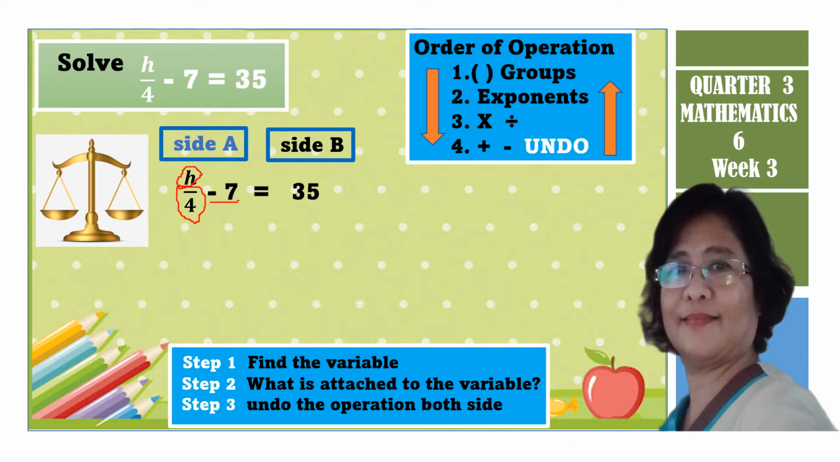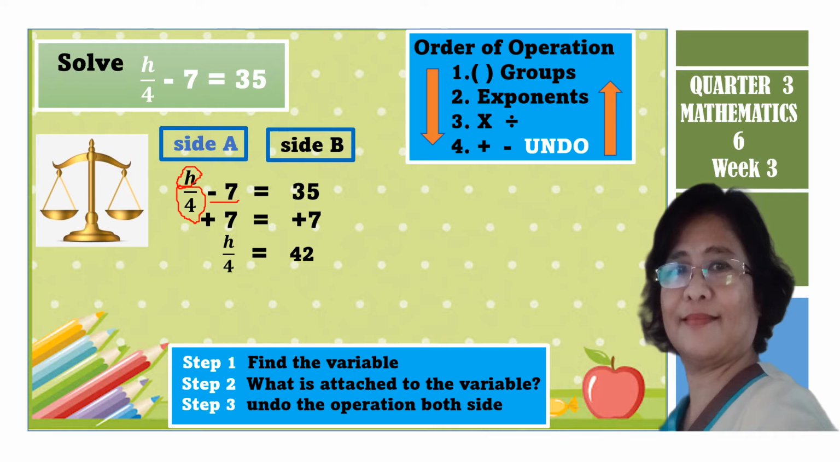So, we have, since this is minus, so we have positive 7. Ganun din ang gagawin natin sa side B, positive 7. So, since they are unlike sign, so minus na yan. 0 na. Negative 7 plus positive 7 is 0. So, ang matira dyan ay h over 4 na lang. So, dito naman sa kabila, like sign sila, kaya we have to add. So, therefore, ang natira is h over 4 is equals to 42.